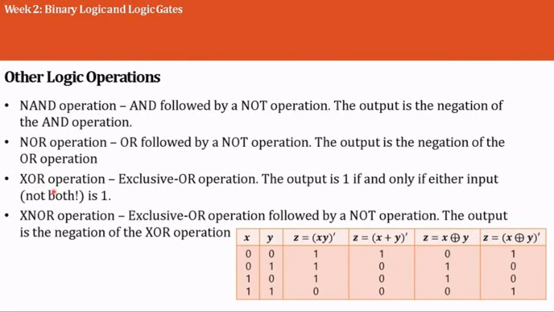We also have the XOR operation, or the exclusive OR operation. The output is 1 if and only if either input, but not both, is 1. And for our XNOR operation, we also call this one the exclusive OR operation followed by a NOT operation, and the output is the negation of the XOR operation. So let us look at the truth table. Given 4 possible combinations, we have 0,0, 0,1, 1,0, and 1,1.